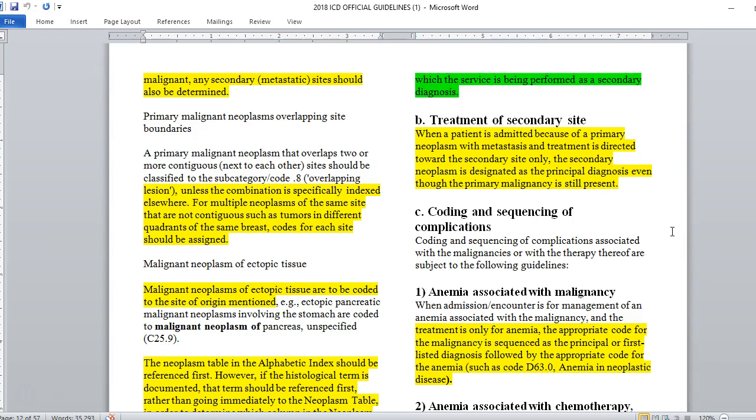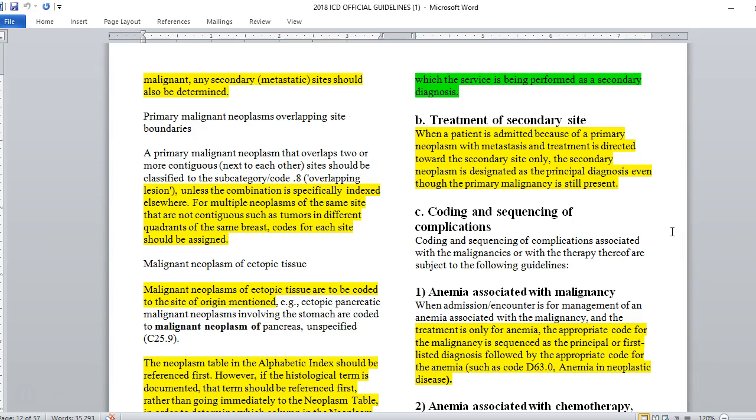So again, if the patient is going for therapy, therapy goes first, then cancer. If the patient is going for a follow-up or testing for their cancer, cancer is going to go first, okay? So again, think of it more as when they're going for a therapy, the therapy code goes first, okay?